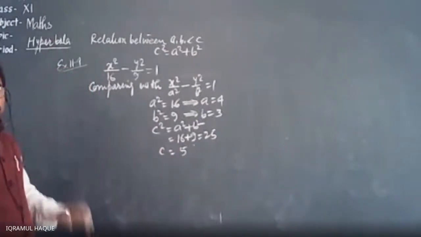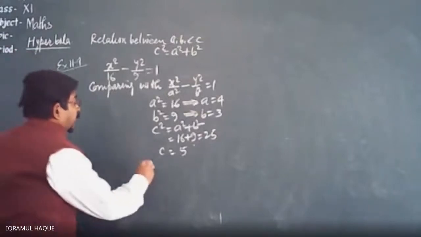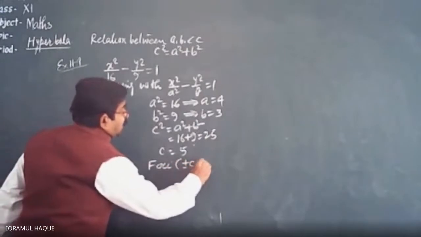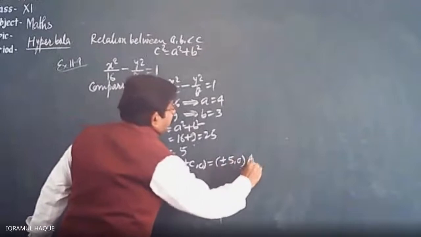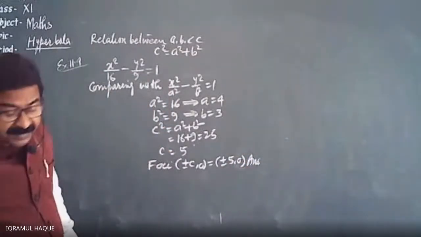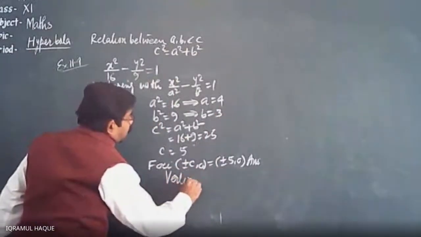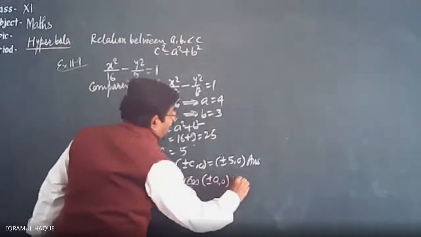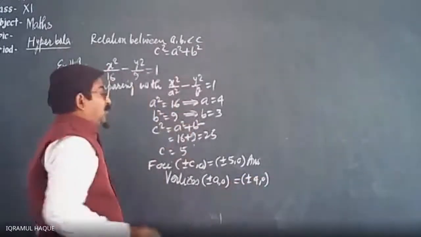Now find all the things. What do we have to find? We have to find the coordinates of foci. Plus minus c, 0, means plus minus 5, 0. This is the answer. Then we have to find the vertices. Vertices are plus minus a, 0. So we have plus minus 4, 0. a is 4. This is the answer.